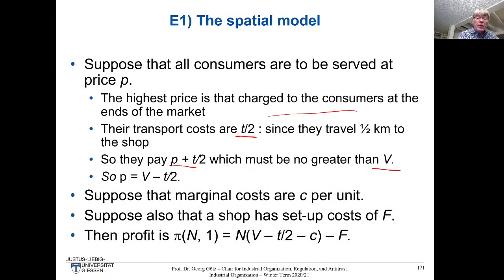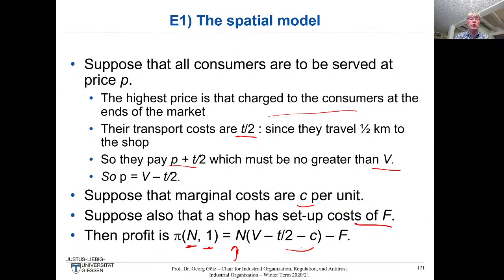Then suppose that we have some marginal cost C per unit, and some fixed costs, some setup costs, rental costs, all of this F. Then the profit, if you have a number of consumers equal to capital N and operate one shop, is simply the number of consumers, because that's equal to the demand, times V minus T over 2 minus C. The whole expression in brackets is the profit per unit, minus the fixed cost. Okay, that's our basic setup.